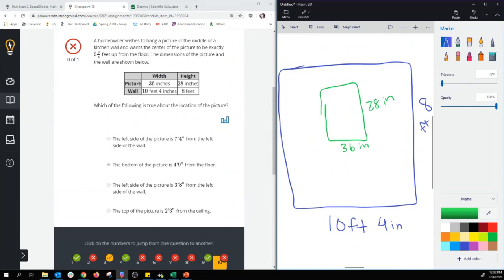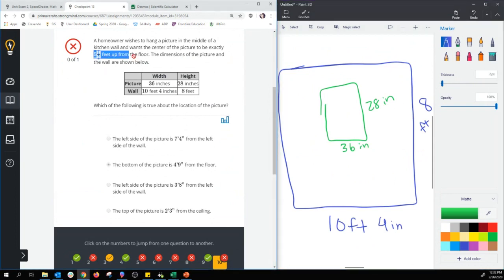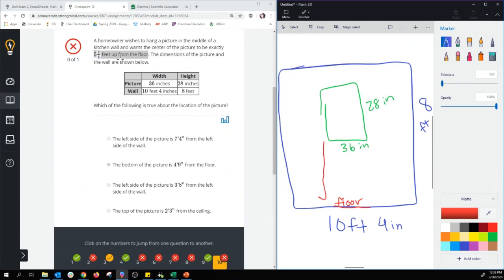Okay, so I know from my problem that my picture needs to be 5 3/4 feet above the floor. Here is my floor, this bottom side. So that means between the floor and the bottom of my picture needs to be at least 5 3/4 feet. Now, this is tricky because we're dealing with feet and inches, which makes it a little bit trickier to think about.